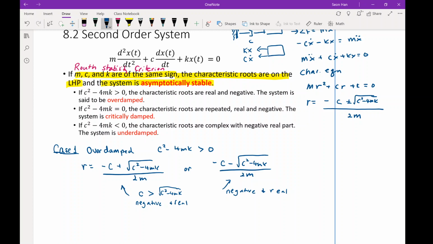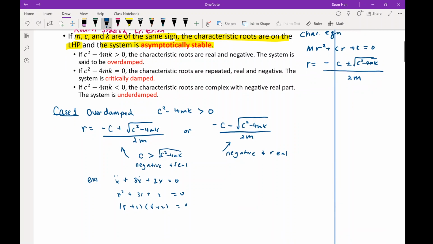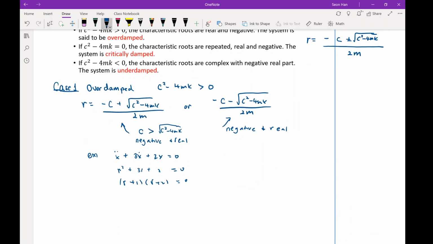For example, if you have x double dot plus 3x dot plus 2x equals 0, something I can factor, you have a characteristic equation r squared plus 3r plus 2 equals 0. That factors as (r plus 1)(r plus 2) equals 0, and r is negative 1 and negative 2.